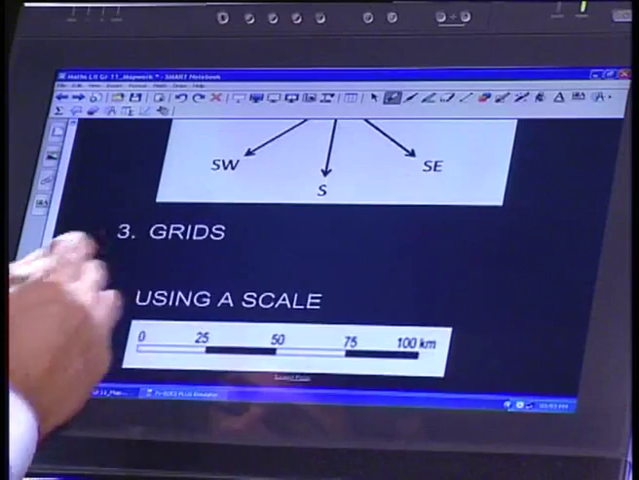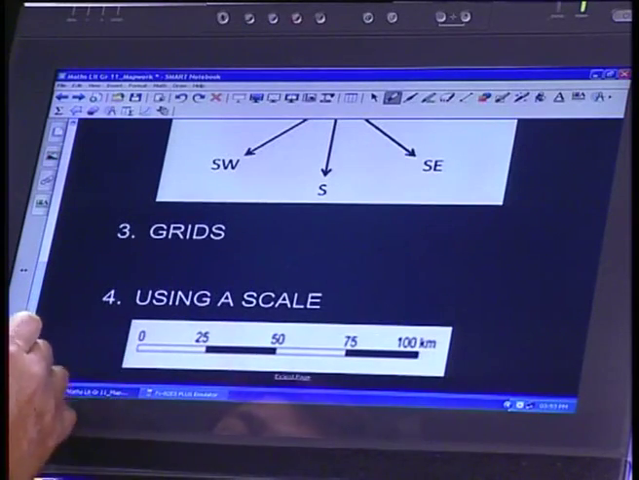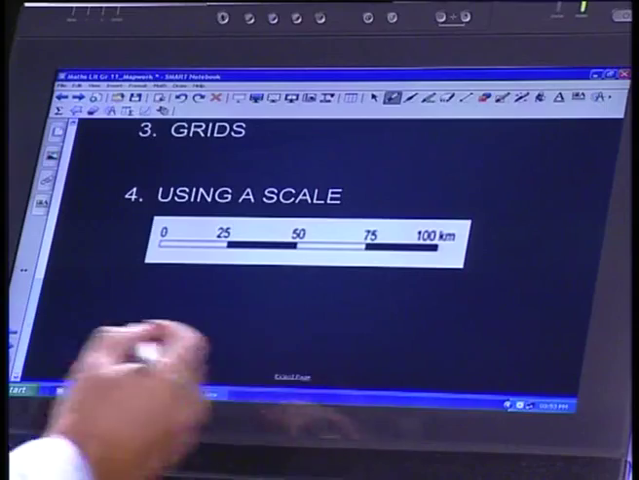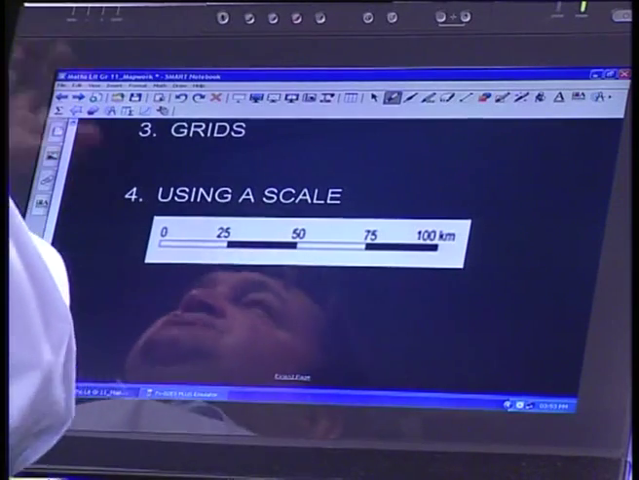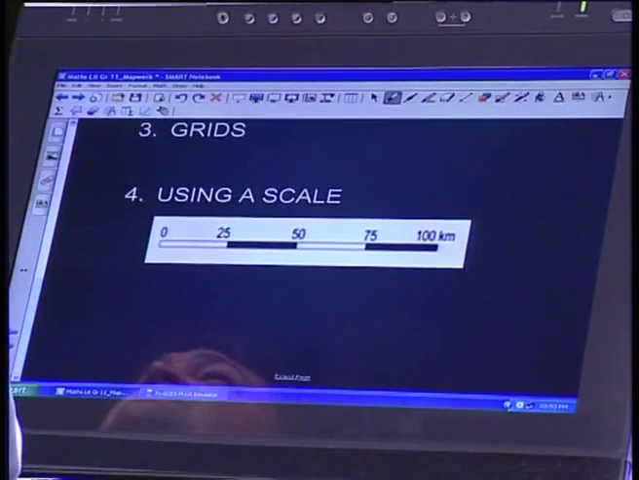Right, now, what we need to do now, and let's just find where we are here. So we've had a look at direction, we've had a look at the grids, now we come to the part that so many students battle with. Students, let me tell you this. It's not as hard as it seems. And that's the subsection on scale, right?